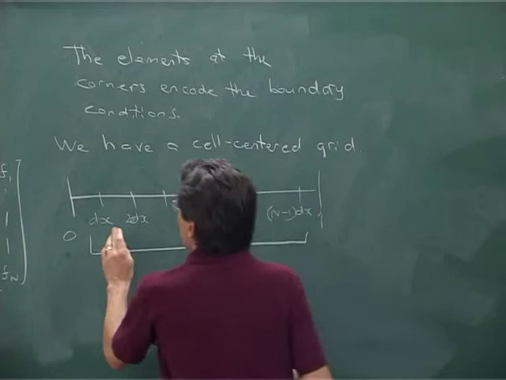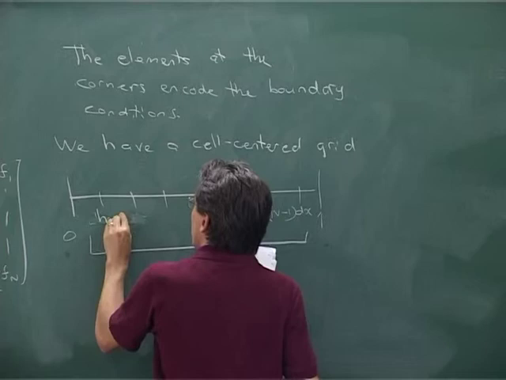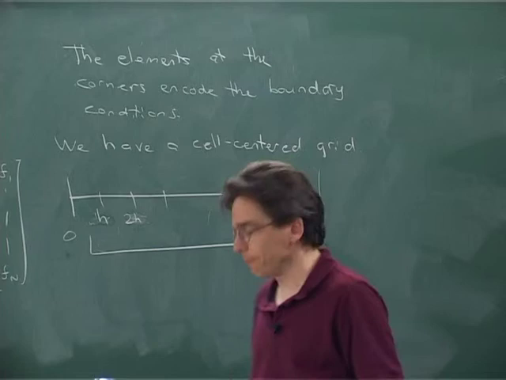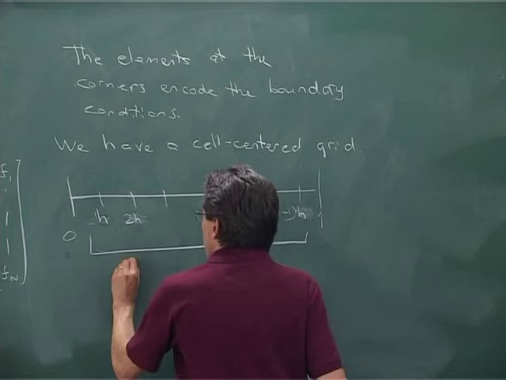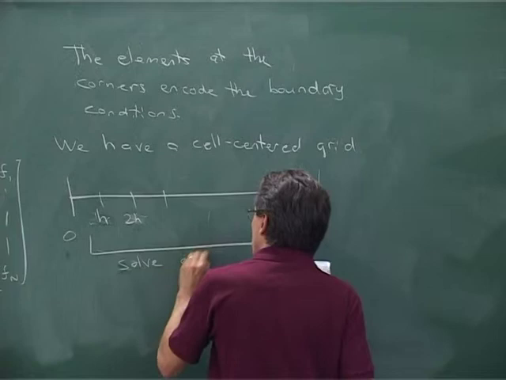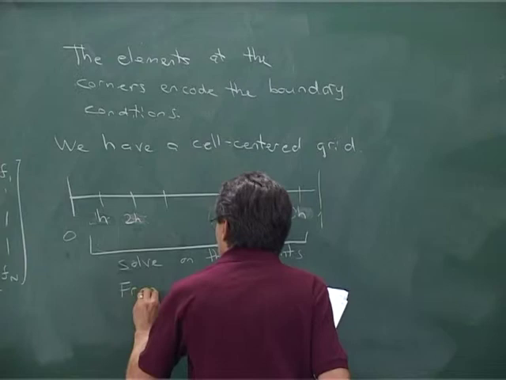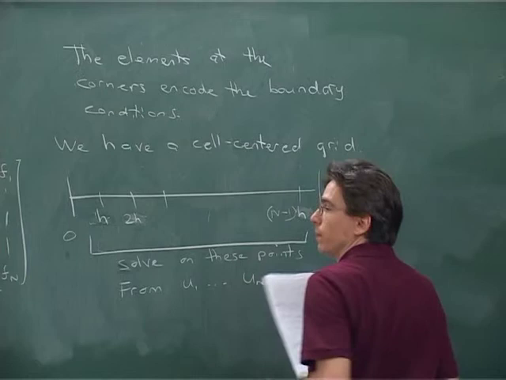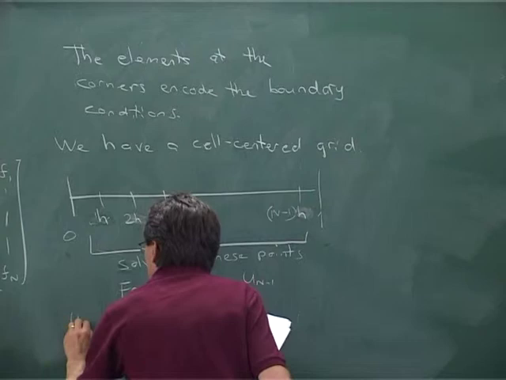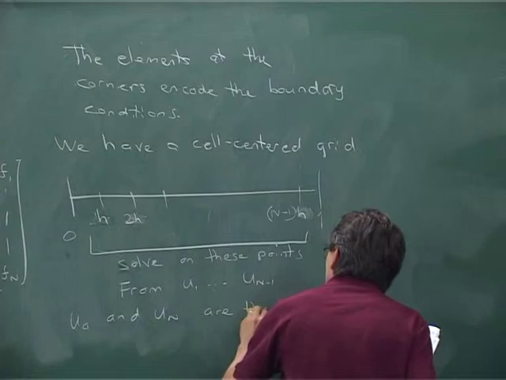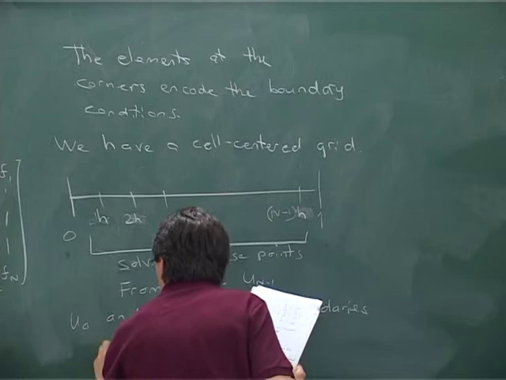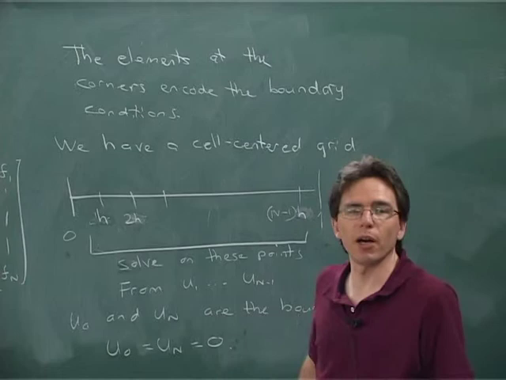Right. Sorry. Yes. 2H. Okay. Sorry about that. Right. So this is our, these points. Okay. And so I from U1 to UN minus 1. Okay, that's where we produce a solution. And U0 and UN, right, so U0, right, so this is the particular boundary conditions that we've chosen.